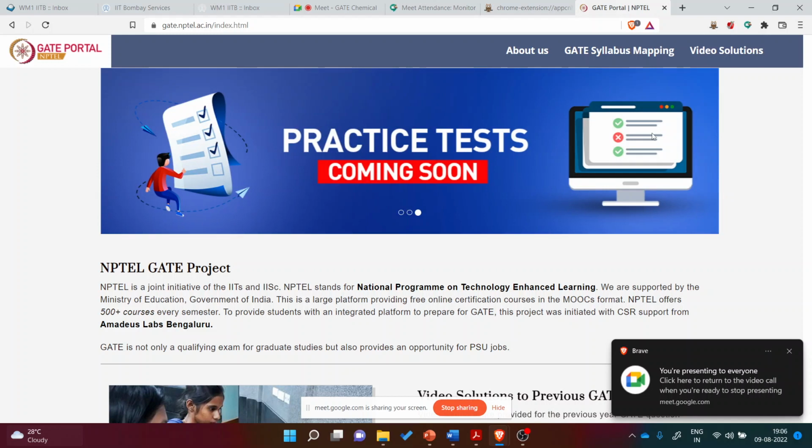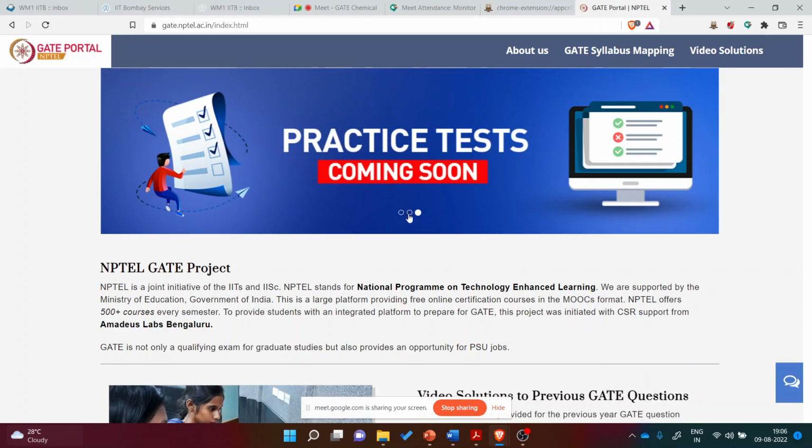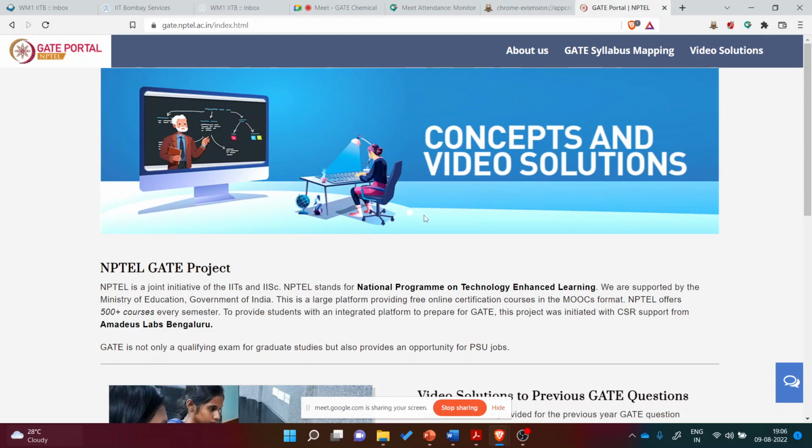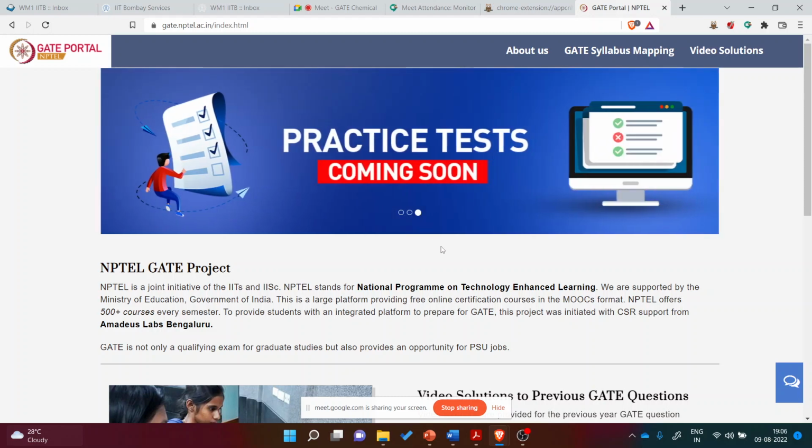So this is the GATE portal, which is developed under the NPTEL project. From here you can see, this is basically a GATE preparation platform where we have concepts and video solutions of the past year questions, and we will also be coming up with practice tests very soon.